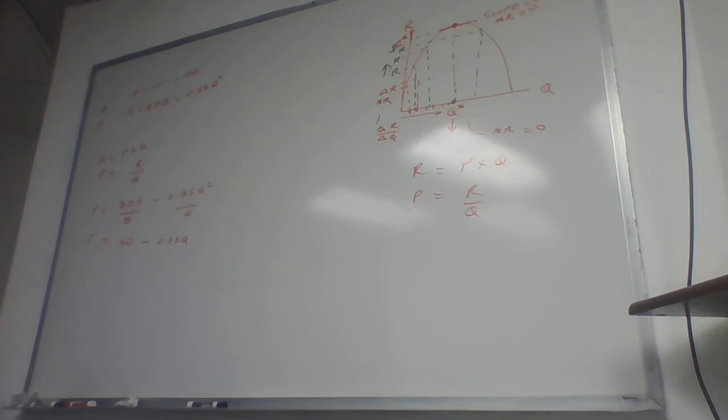All right. For D then, we need marginal cost. For marginal cost, we do the same rules that we did to find the marginal revenue. And that yields what for our marginal cost? Eight plus 0.005Q.